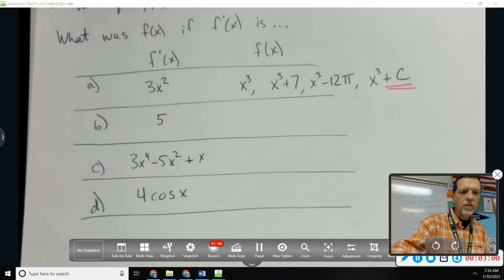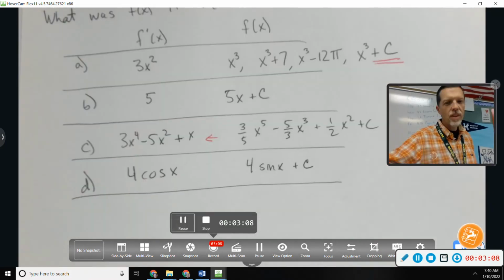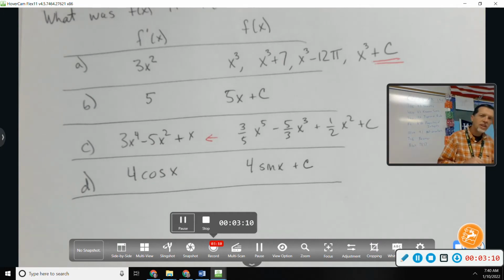All right, so I'm going to leave you a couple minutes to try B, C, and D. So think backwards. When you get your answer, don't forget the plus C. So there's the answers to those. Again, don't forget the plus C. A little bit later, we'll talk about how sometimes you can figure out the plus C. Other times you just have to leave the plus C on there.